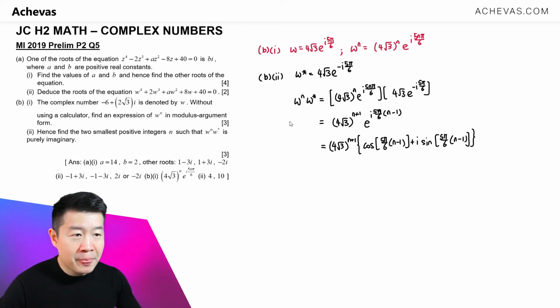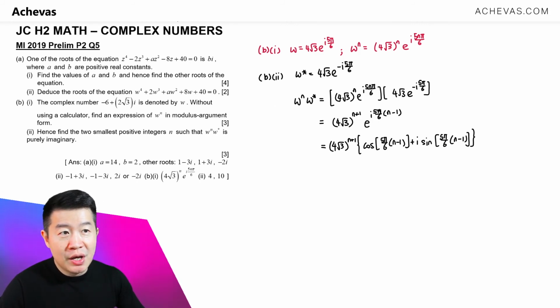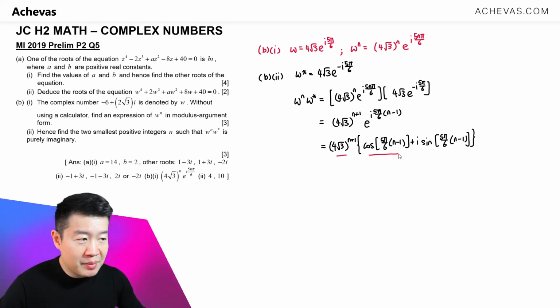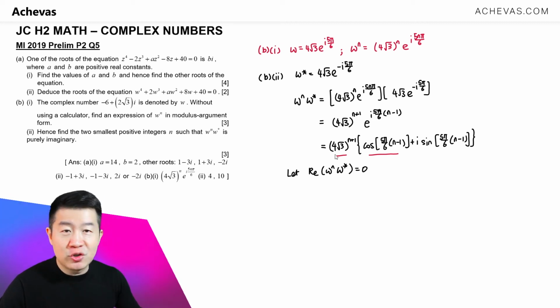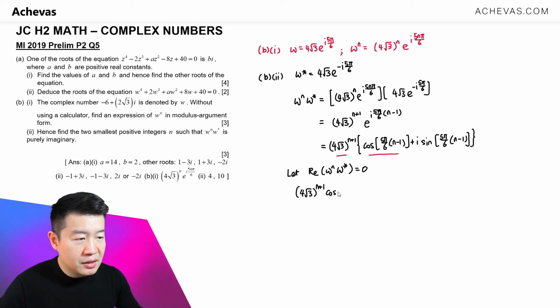So if I were to look at it this way, now it is in the Cartesian form, and the question says that this complex number is purely imaginary, which means that the real portion, which is this multiplied by this, should be equal to 0, so that it can be a purely imaginary complex number. So I'm going to let the real portion of w to the power of n w conjugate be equal to 0. So let's extract out the real portion, which is 4 square root of 3 to the power of n plus 1, then cosine of 5 pi over 6 (n minus 1). So this is equal to 0, which means that it is going to be simply cosine of 5 pi over 6 (n minus 1).